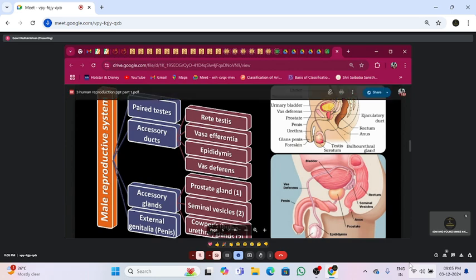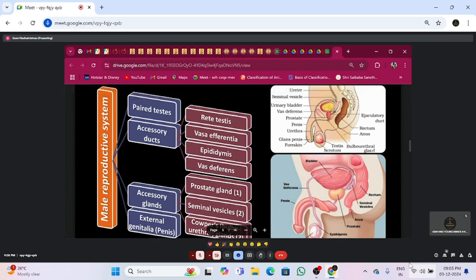Now, I want to show you a different diagram to explain this. One second, children. Are you able to see this one? Can you all see what I'm sharing?